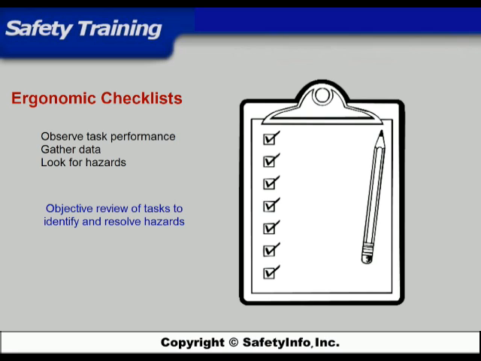In order to effectively design or modify a task to reduce worker stress, we must observe the employee during the task over a period of time, gather data about the task, and look for all the hazards previously discussed. The most effective way to do this is by using checklists that allow us to examine a task in a structured manner. These checklists start with a general review and become more detailed to identify areas for improvement.